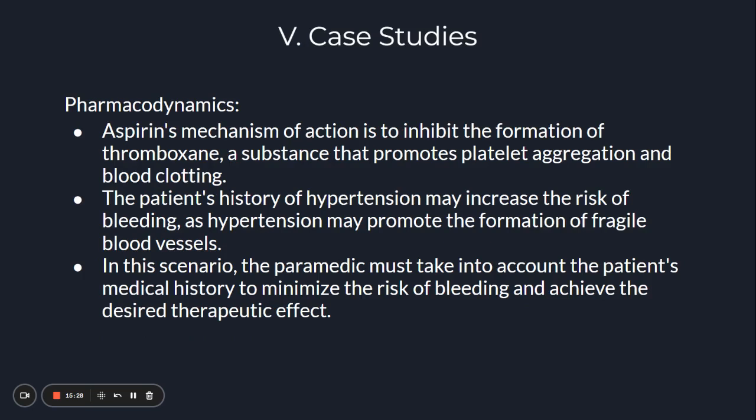If we look at pharmacodynamics, aspirin's mechanism of action is to inhibit the formation of something called thromboxane, which is a substance that promotes platelet aggregation and blood clotting. So platelet aggregation is essentially the platelets being attracted to one another and forming a clot. The patient's history of hypertension may increase the risk of bleeding, as hypertension may promote the formation of fragile blood vessels.